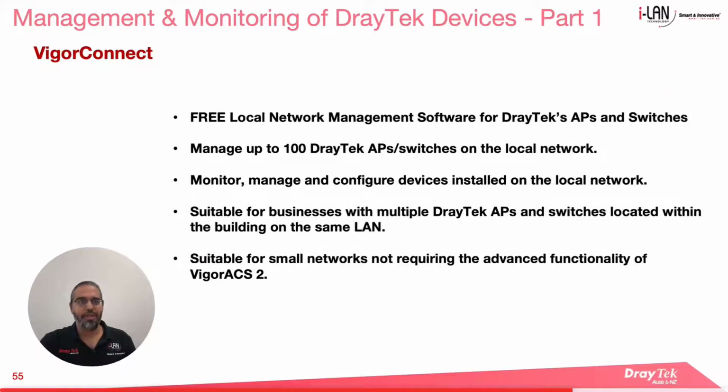As I mentioned, VigorConnect is a free local network management software available from DrayTek to manage and monitor DrayTek access points and switches. Up to 100 DrayTek access points or switches on the local network can be managed. These devices need to be installed on the local network, so it's suitable for businesses with multiple DrayTek APs and switches located within a building on the same local area network who don't require the advanced functionality of VigorACS 2.